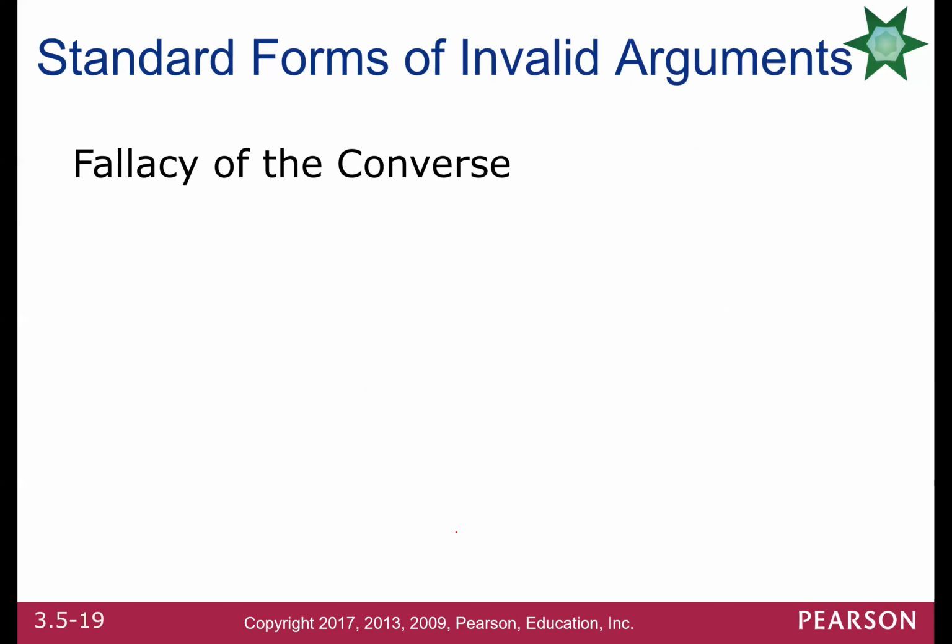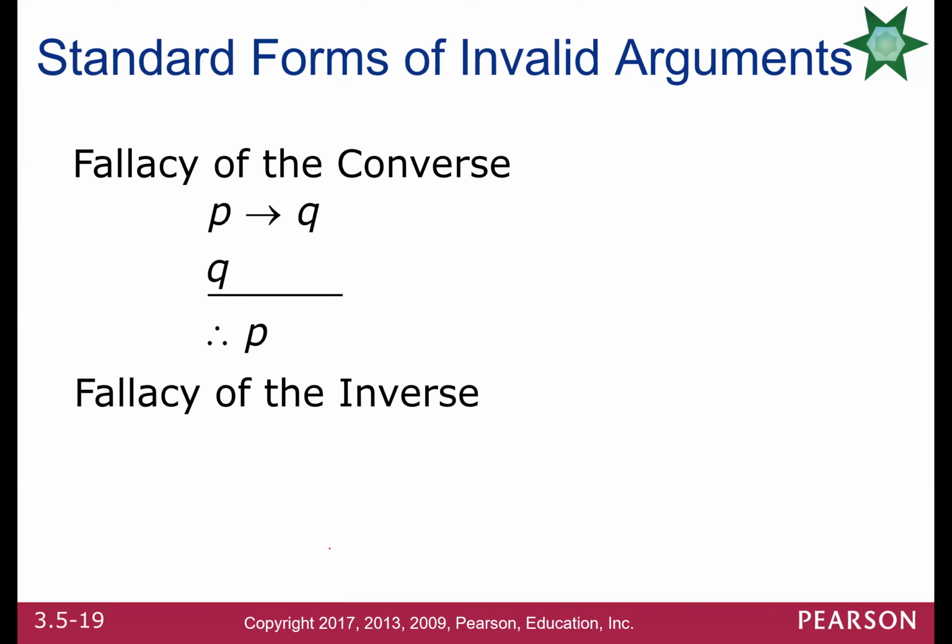Now, there are also standard forms of invalid arguments. So the first form of an invalid argument is the fallacy of the converse, which says, if my first premise is if P, then Q, my second premise is Q, my conclusion would be P. This is not a valid argument. So if you were to create the truth table for premise 1 and premise 2, then conclusion, you would not get true in the answer column. So this is not a valid argument.